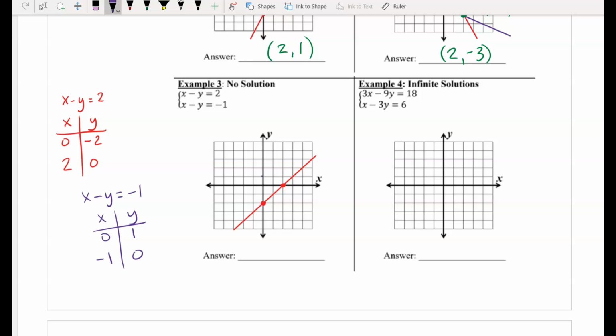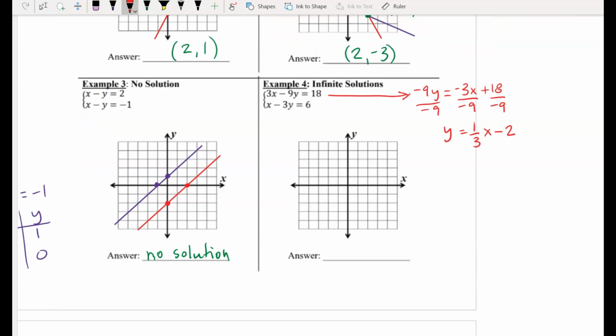When x is 0, y is 1. And when x is -1, y is 0. And then I draw the line. These lines are parallel because they have the same slope. They never intersect, so there's no solution.